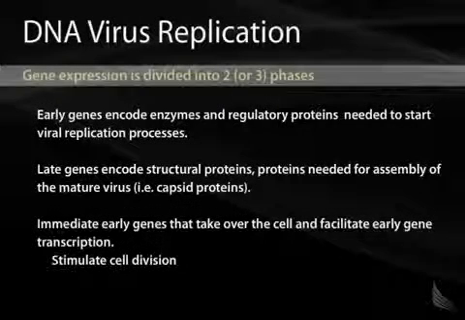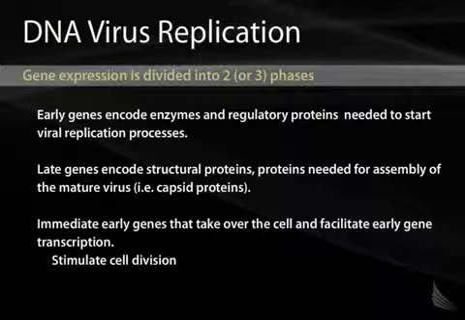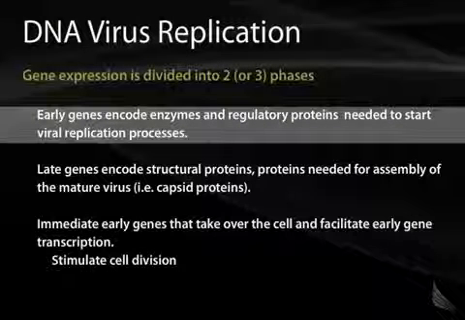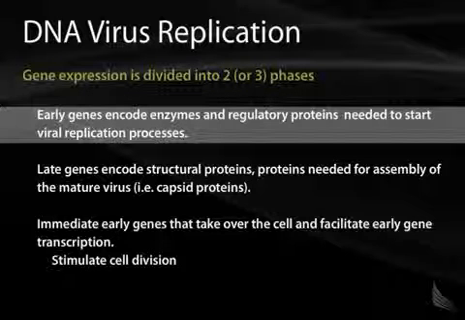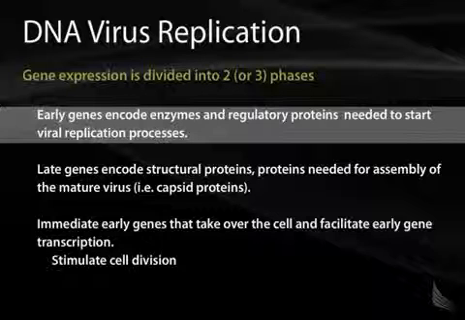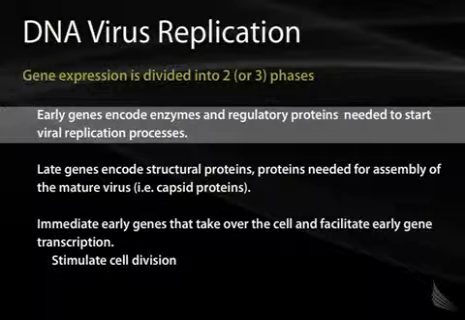Gene expression is divided into 2 or sometimes 3 phases. The early genes, which are transcribed and translated first, encode enzymes and regulatory proteins that you need to start viral replication processes. These are the proteins that the virus makes to shut off the host and turn all the host resources to making new viral particles.